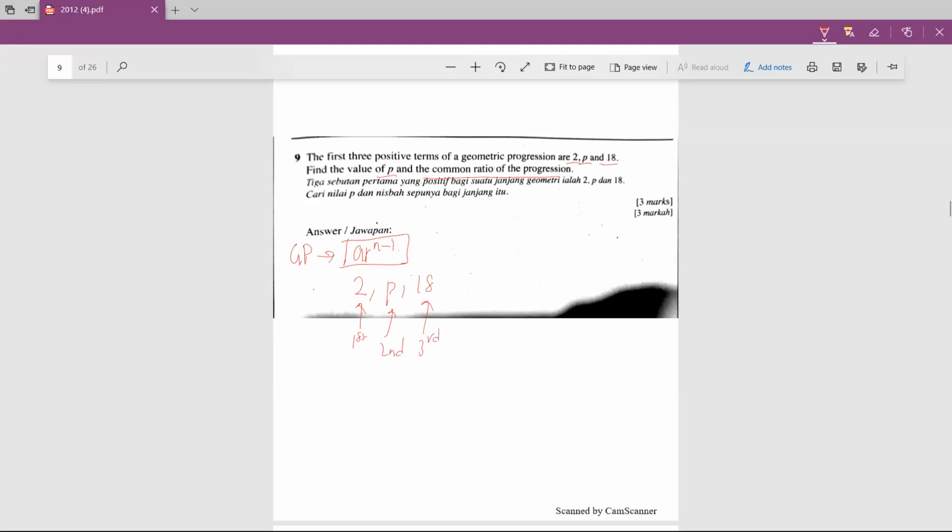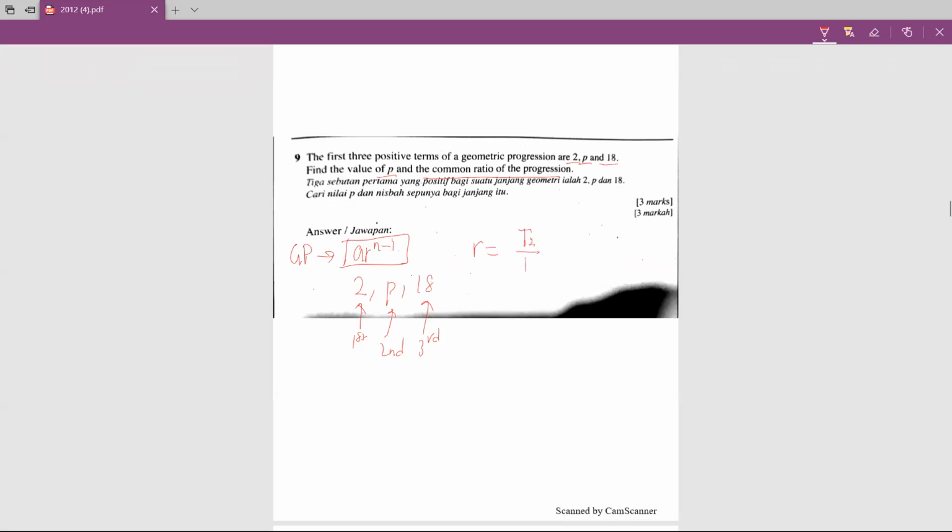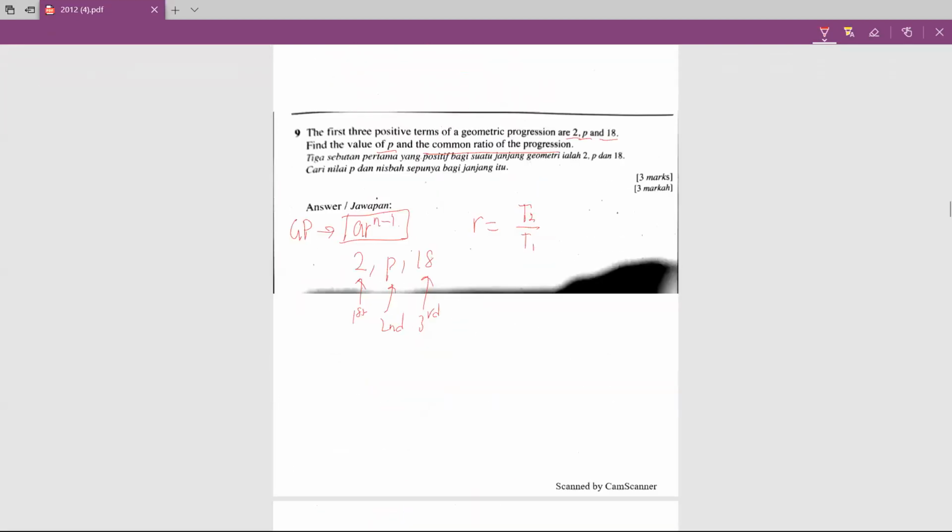Alright. Sekarang kita guna teknik. Teknik nak jawab soalan. Senang je teknik nak jawab soalan benda ni. Always remember, kalau kita nak cari R, kita divide, betul tak? Biasanya kita divide term 2 dengan term 1. So that's what we're going to do. We're going to say P over 2 equals 18 over P. Faham tak? Kita guna konsep tu je. When we use this concept of finding R, the common ratio, untuk cari nisbah sepunya, kita guna konsep yang basic ni.